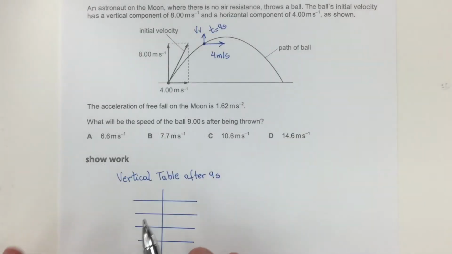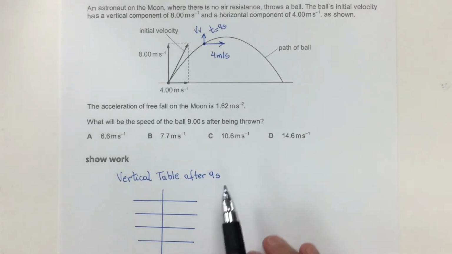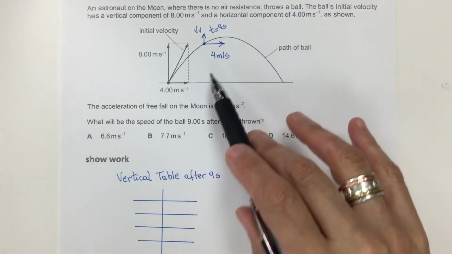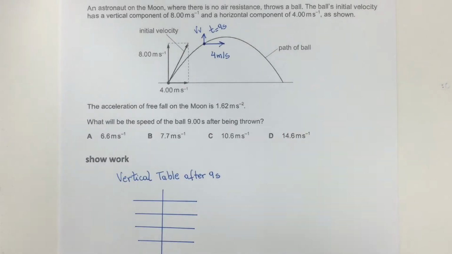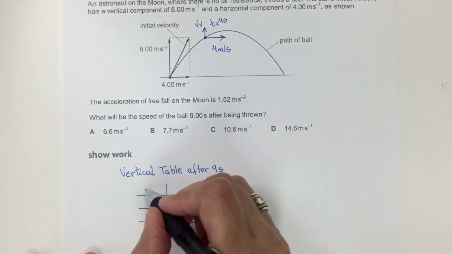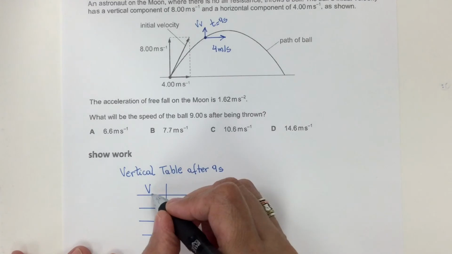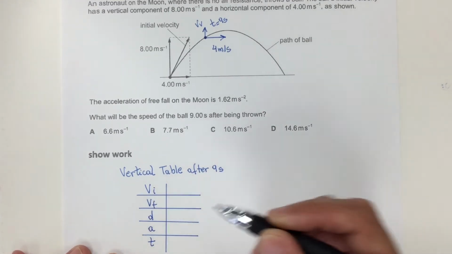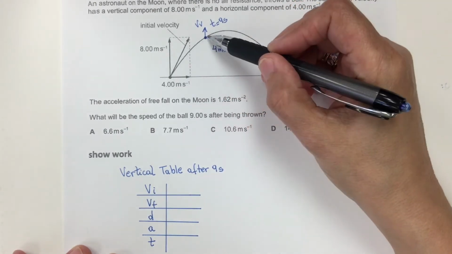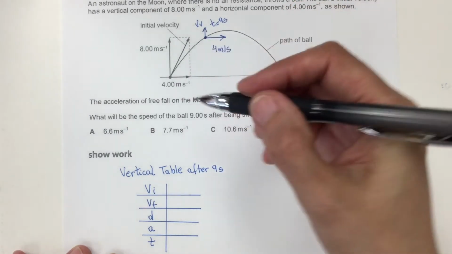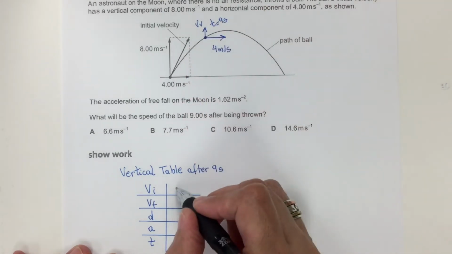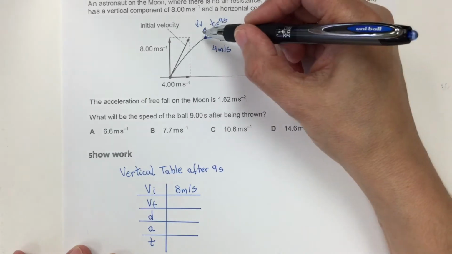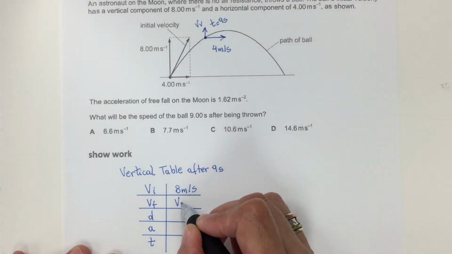So let me set up a vertical table after 9 seconds. I'm not doing horizontal because, like I said, horizontal is the same unless I feel I need more information. We need to start from something. So V_I, V_F, D, A, T. My initial velocity from here to here, right? So the initial velocity vertically is 8 meters per second. My final velocity I don't know. That's what I'm trying to figure out.